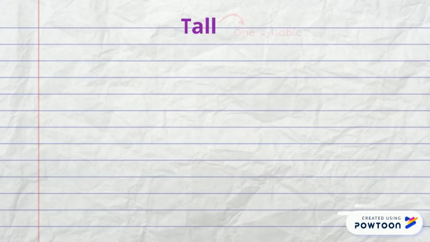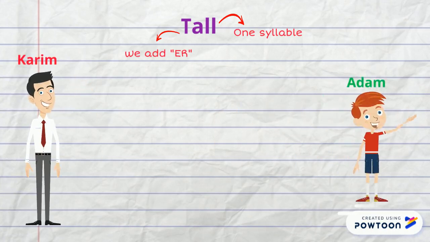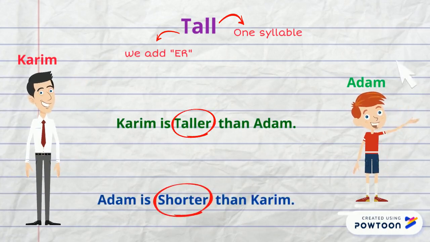Tall is a one syllable adjective. To compare, you just add er to the adjective and it becomes taller. For example, Karim is taller than Adam. Adam is shorter than Karim.